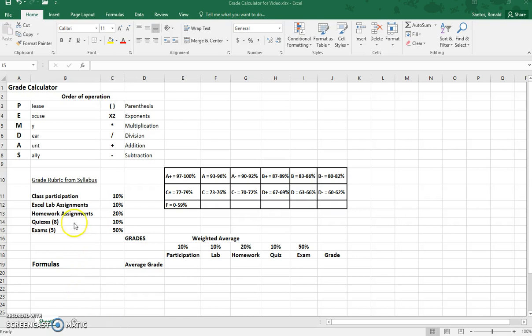We can calculate your grade, so you'll be able to calculate your grade for this class or any class. And I want to start with the grading rubric from your class syllabus.